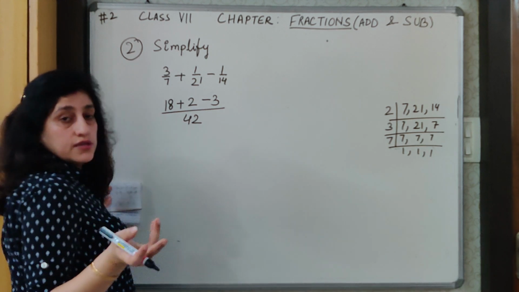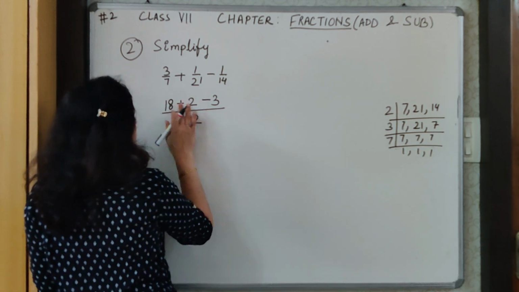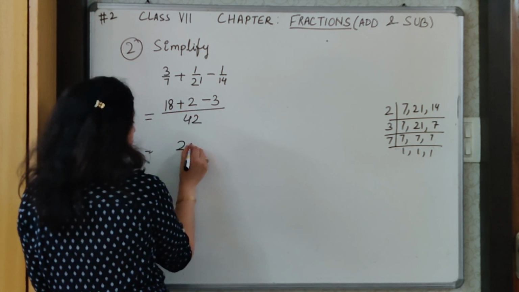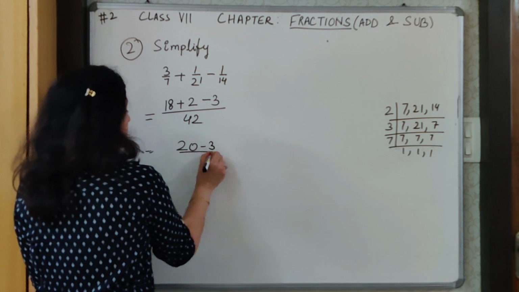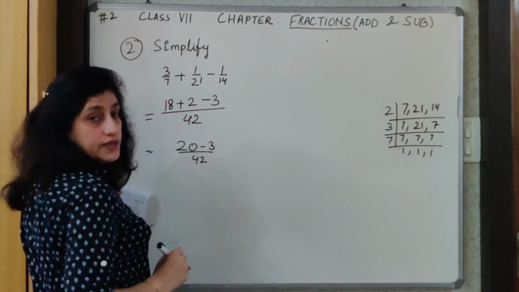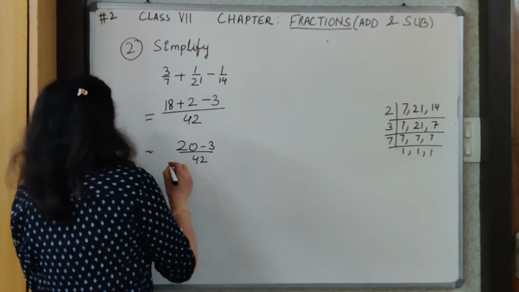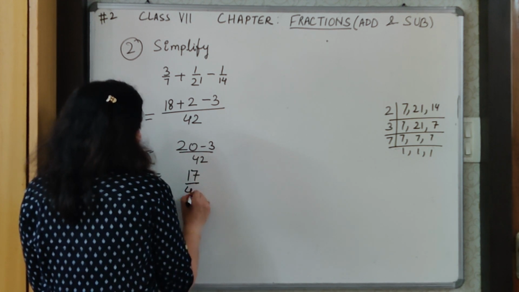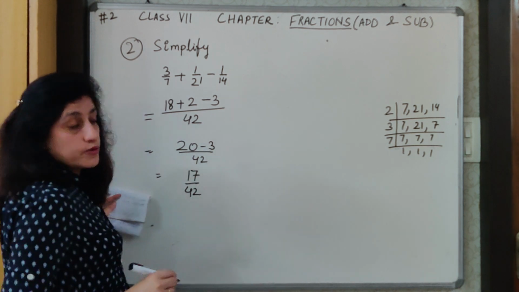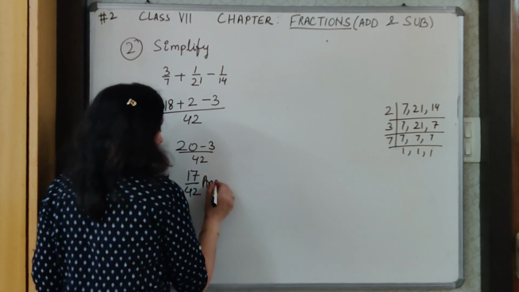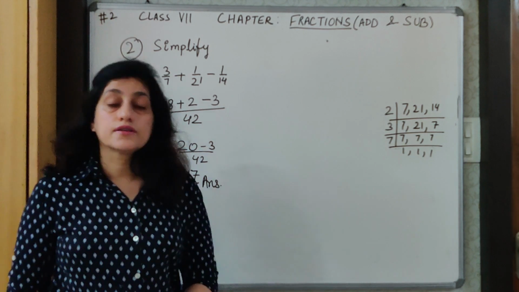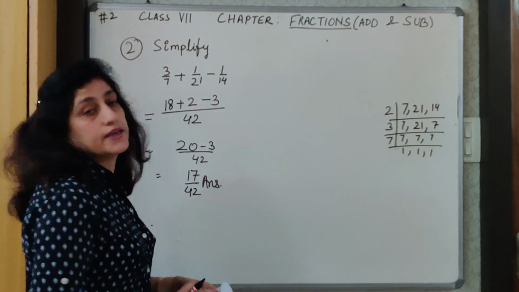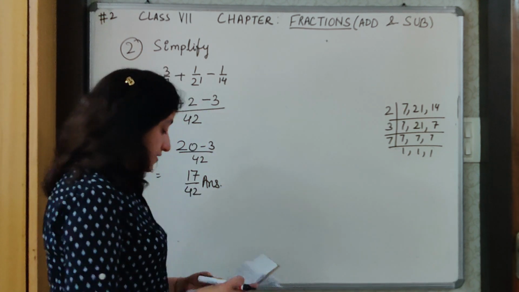Now we'll follow the integers rule which we have done. So the plus terms will come together, which gives 18 plus 2, 20, minus 3 upon 42, which will return the answer. 20 minus 3 is 17 upon 42. This is a proper fraction, so it becomes the answer. Did you get it? So it is about taking the LCM and then solving it according to the correct signs.